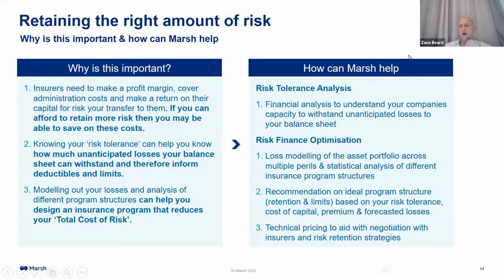And so a couple of ways we help clients with that: we do that risk tolerance analysis, that financial analysis, so you can see what's that room to move on your balance sheet to retain more risk. And the second part we do, it's a more sophisticated look, is where we'll take that modeling, often what Rob's team does with that CAT modeling, model out those losses. So what does your underlying risk profile for your assets look like?